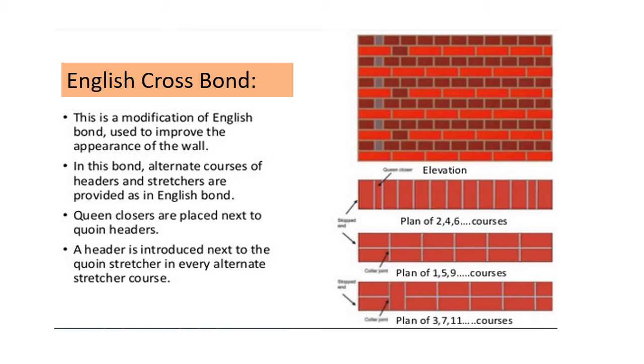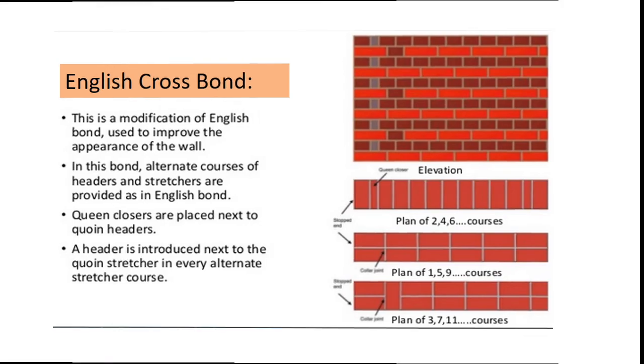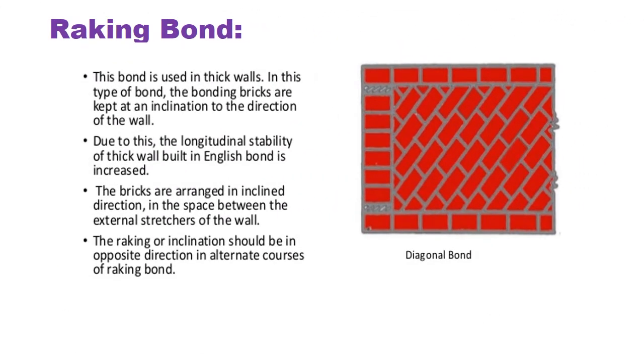Flemish bond. In this type of bond, each course is comprised of alternate headers and stretchers. Each alternate course starts with a header at the corner. Coin closers are placed next to the coin header in alternate courses to develop the face slab. Every header is centrally supported over the stretcher below it.